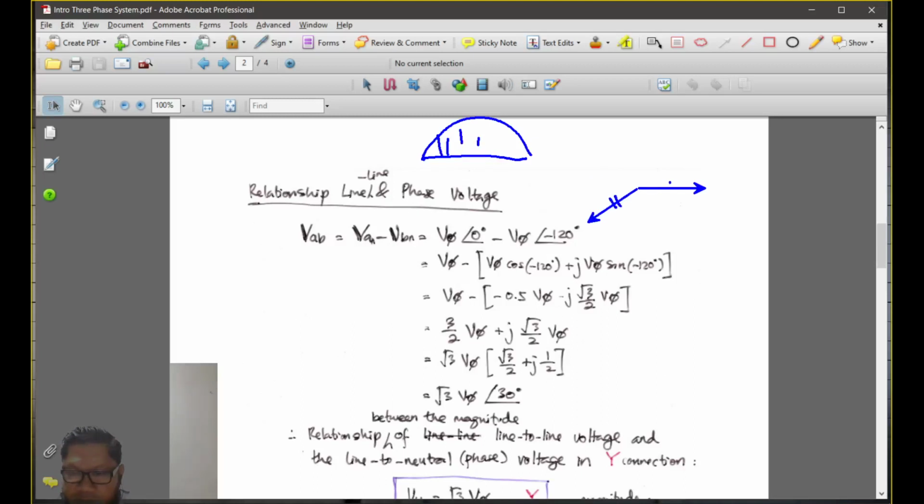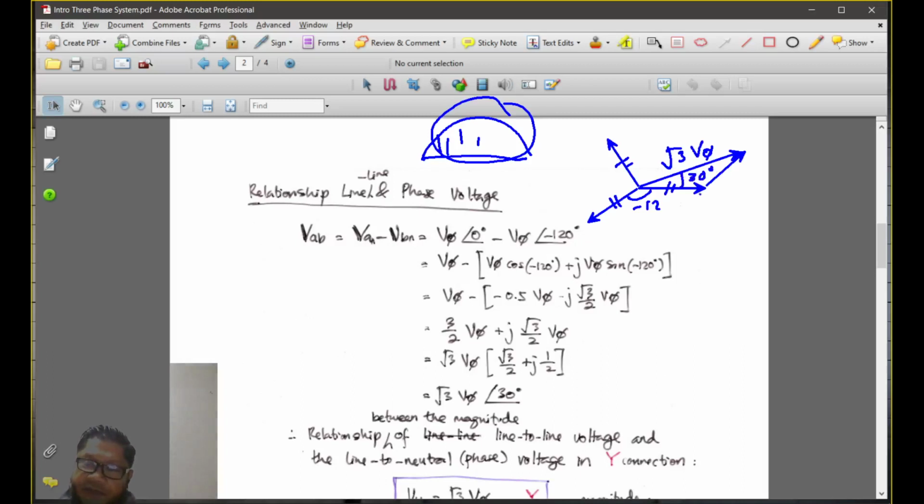same length between that, and find another one there, and you use the protractor to measure the 120 degree, and then you do VAN minus VBN, and then you measure this VAB, you get exactly root 3 V phase. And the angle here, if you measure with the protractor, you get 30 degrees.